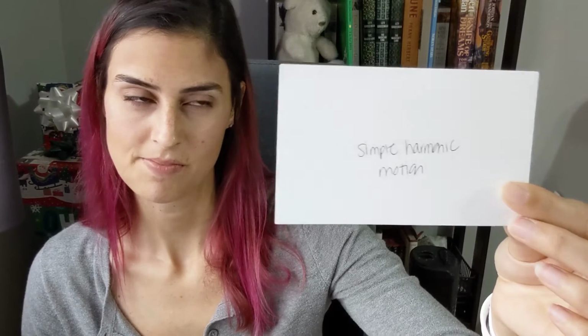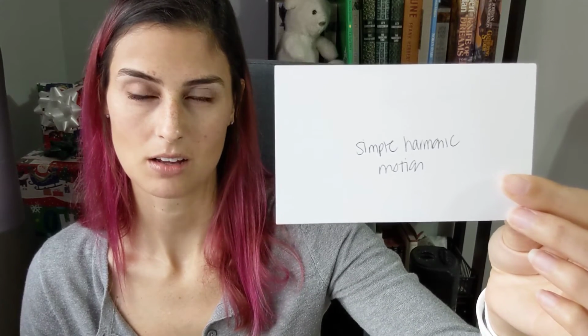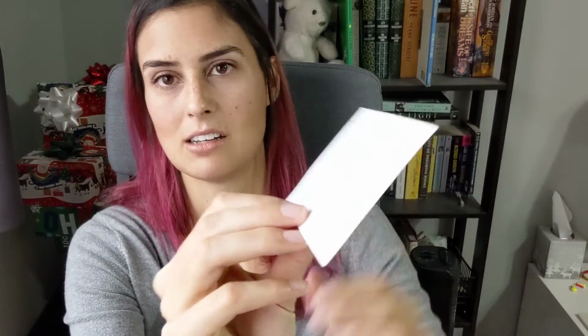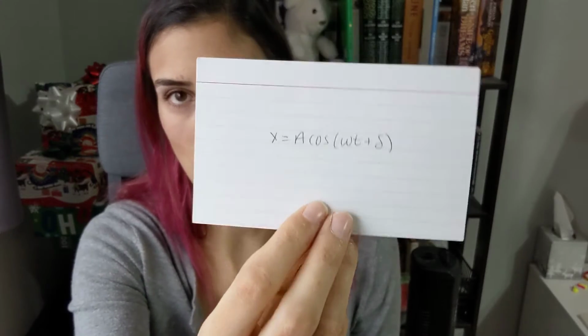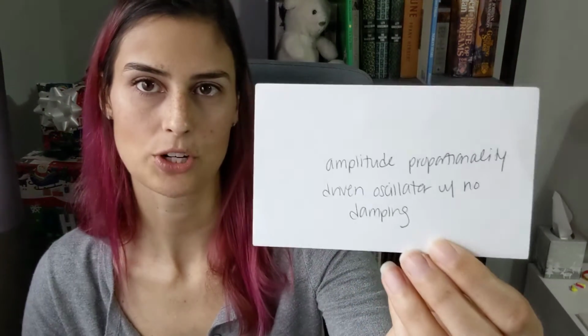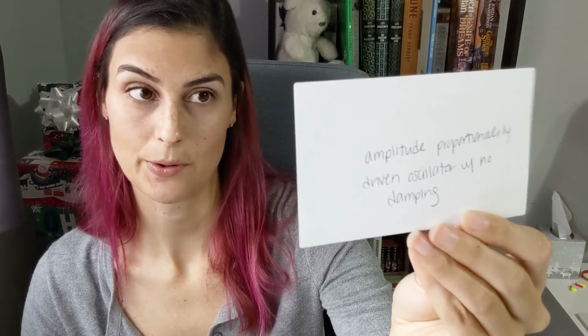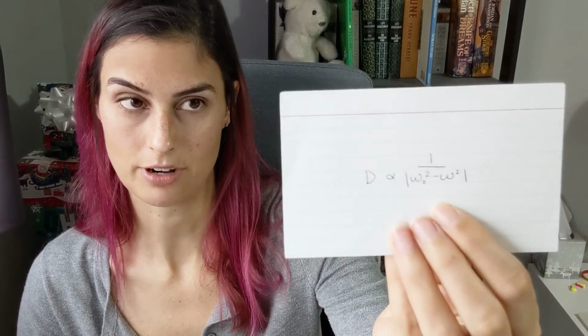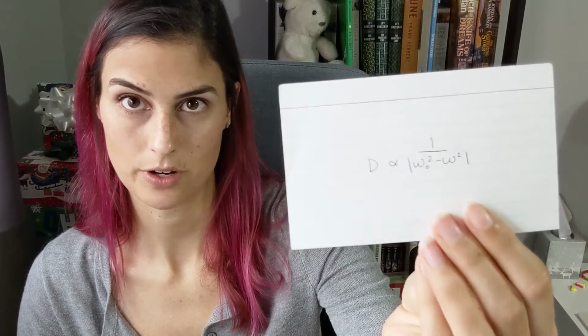Simple harmonic motion. What I was looking for here was the position equation, which is x equals A cosine omega t plus delta. So this is just a generic cosine with an amplitude, an angular frequency, and a phase shift. Amplitude proportionality for a driven oscillator with no damping says that D is proportional to 1 over omega naught squared minus omega squared. Omega naught is the natural frequency, and omega is the driving frequency.